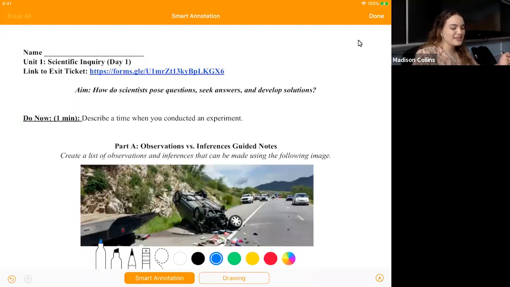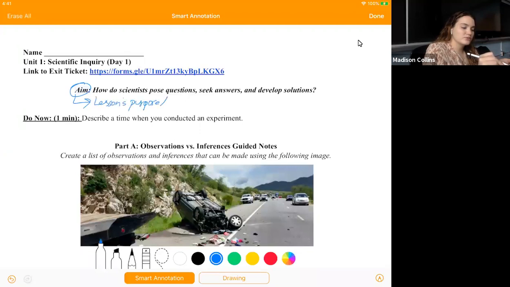So the very first thing that you're going to see in every single lesson is something called an aim. All right, and that aim is basically going to be our lesson's purpose or mission. Okay, so today's aim, today's mission, is going to be how do scientists pose questions, seek answers, and develop solutions? So by the end of today's lesson, you should be on your way to being able to answer that question.